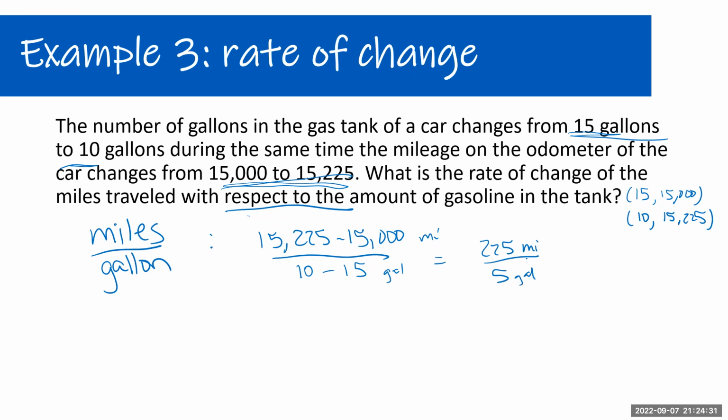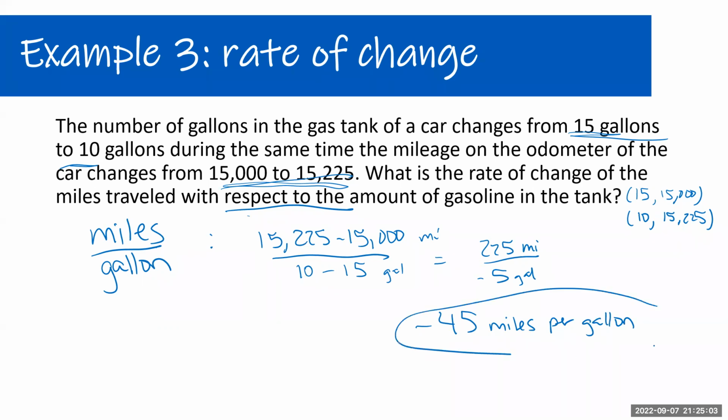And if we do that math here, it's going to give us negative 45 miles per gallon. Okay. The rate of change with gasoline. The negative just tells us that, hey, as your miles go up, your gas is going down. And that makes sense, right? We don't get more gas in our tank as we drive. That would maybe be nice, I guess, to a certain point. So the negative makes sense here.